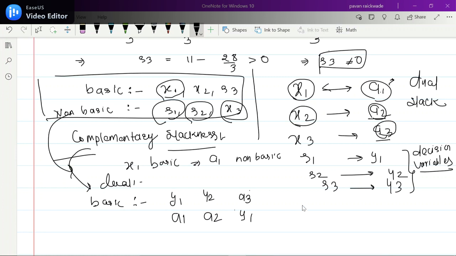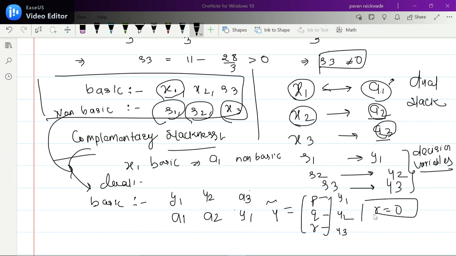But we have to find the values. When we write the optimal solution, they have given P, Q, R. This means P, Q, R is the value of y1, y2 and y3 itself. Because when we write the optimal solution, we just write the decision variables. We don't write the values of slack variables, right? So R is straight away 0 here. And we have to find just P and Q.